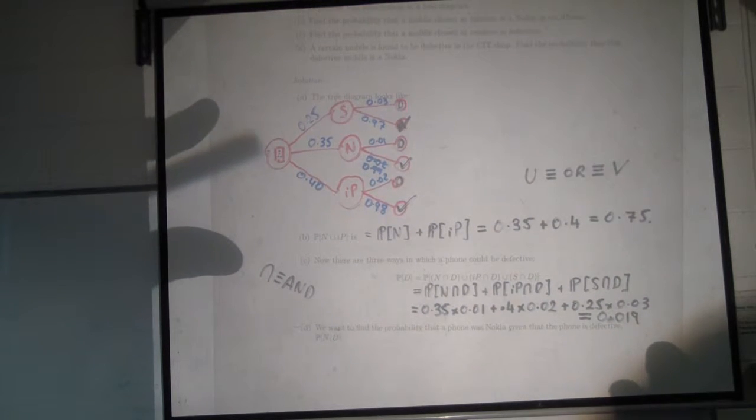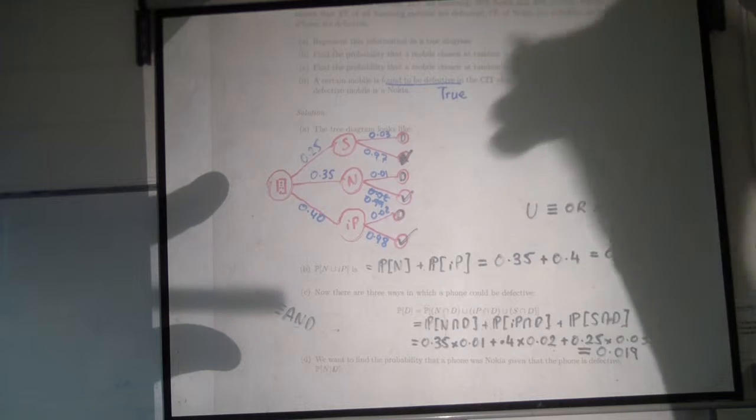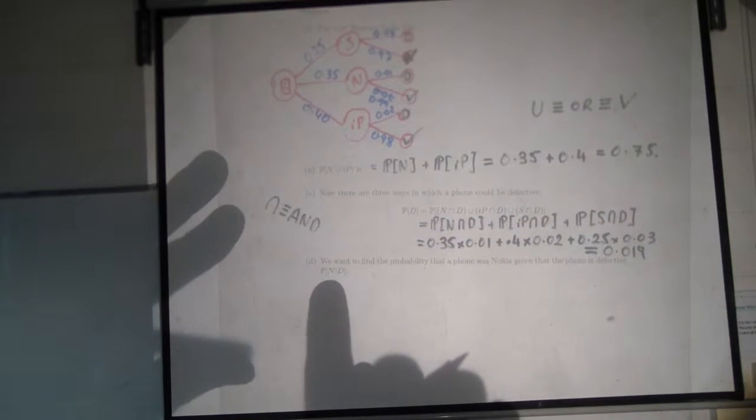Okay. Last question. A certain mobile is found to be defective in the CIT shop. Find the probability that this defective mobile is a Nokia. So if we come up here, it's found to be defective, so this is true. So you're looking for the probability that a phone is Nokia, given that it is defective. So that means a conditional probability. You've got extra information, so how does the probability change? It'll be the probability of a Nokia given that the phone is defective.